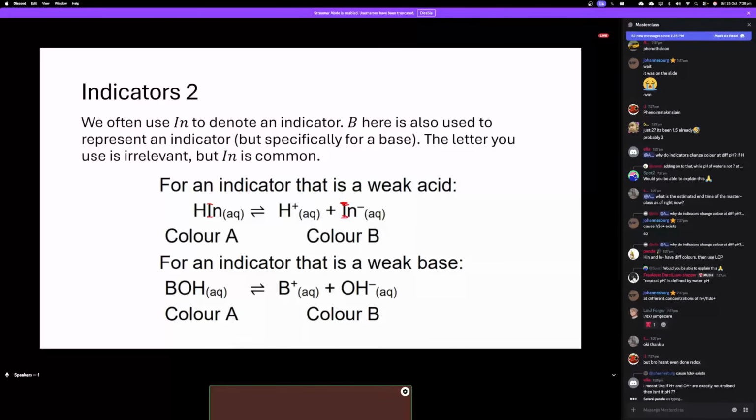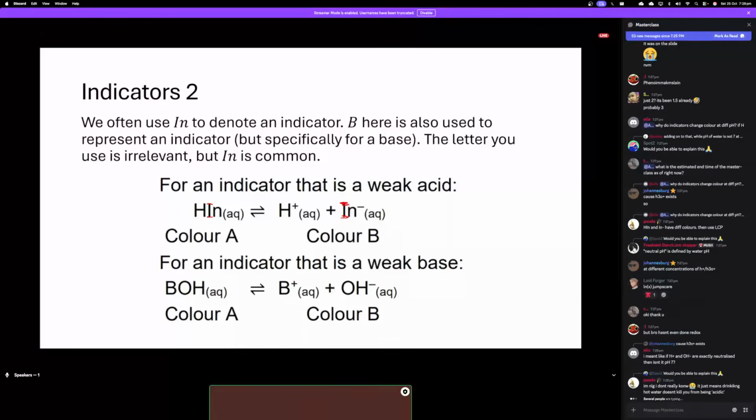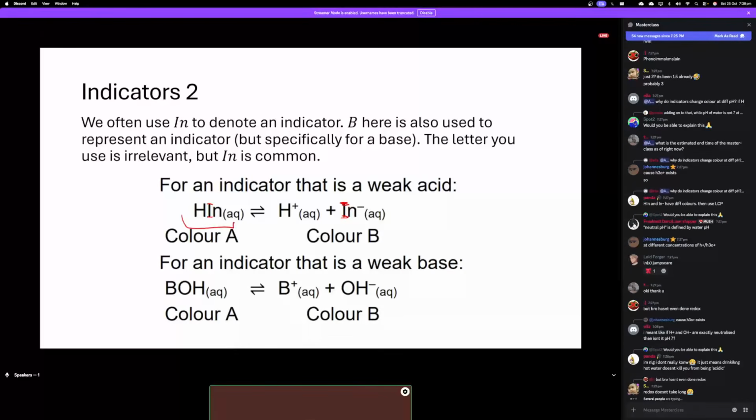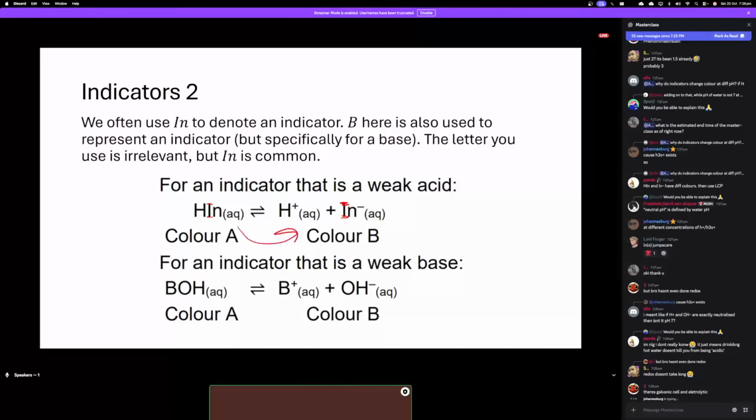So we can have weak acid or weak base. HIN, this is some indicator, it is one color. It can dissociate in an equilibrium.